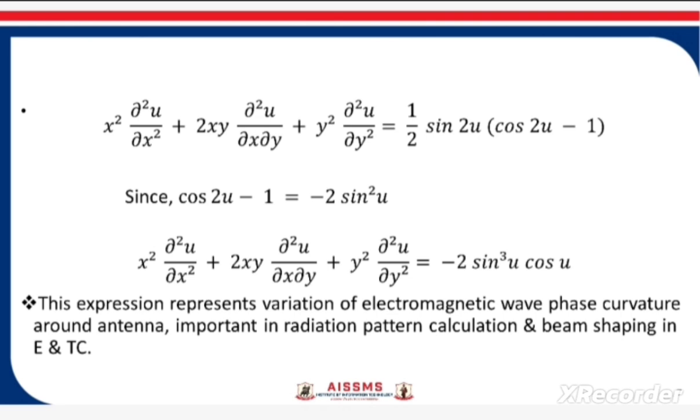So this expression represents the variation of electromagnetic wave phase curvature around the antenna. It is important in radiation pattern calculation and beam shaping in ENTC engineering. So thank you.